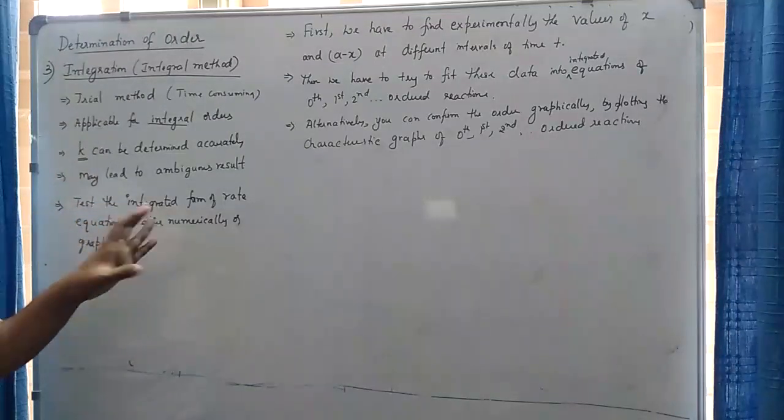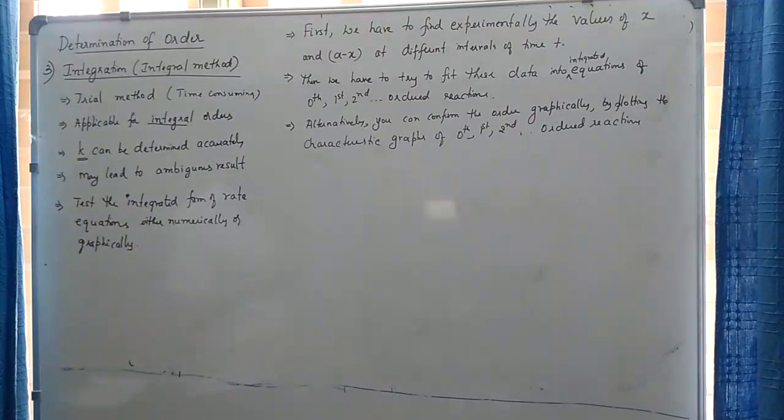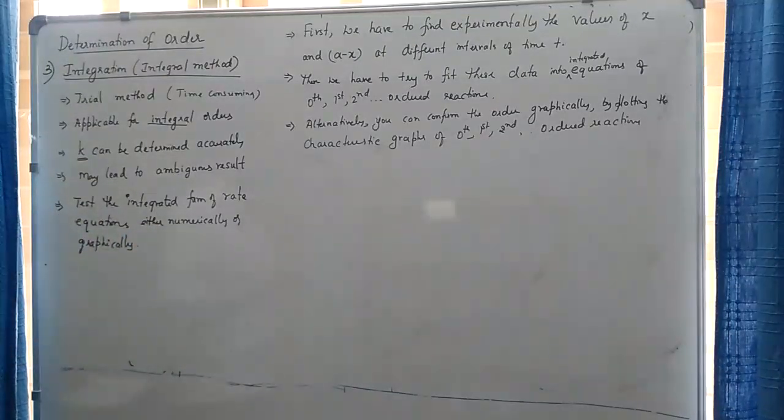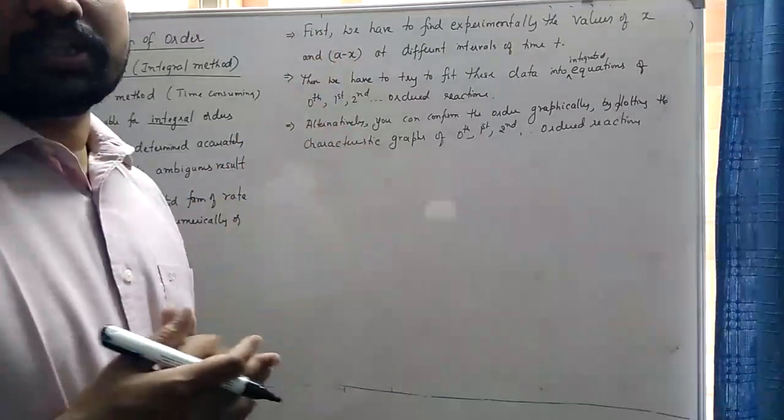And this method can be used to determine the order of the reaction either numerically or graphically. You can either use the graphical approach or the numerical approach. So what is this method? Let us try to understand.